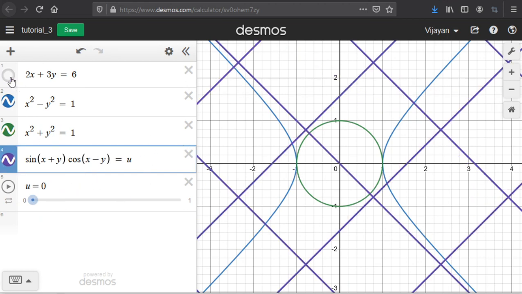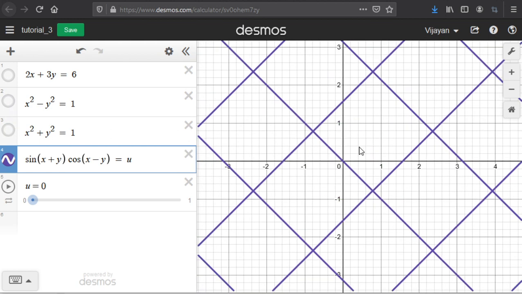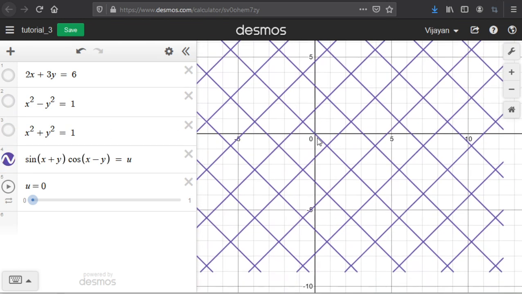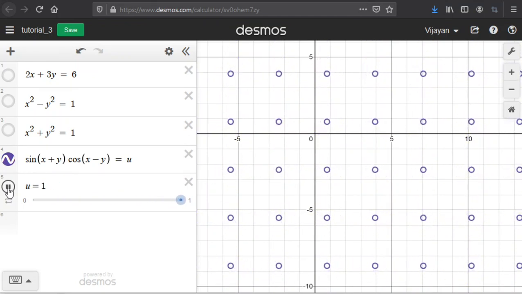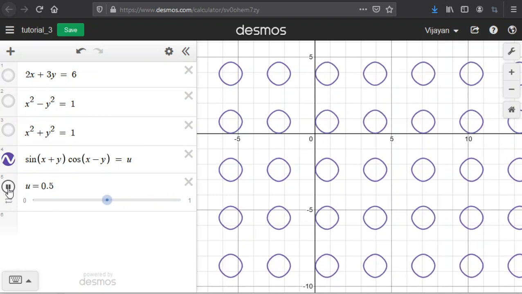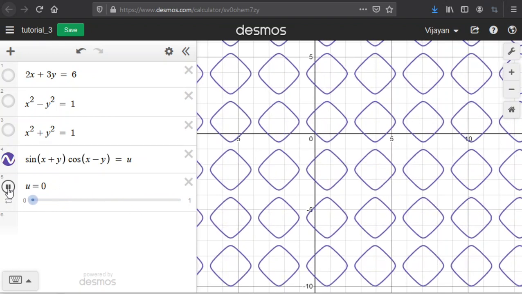Now what I will do, I will switch off this one to show the output. Now see, this is the output of sin(x+y)·cos(x−y) = u, where the value of u is right now 0. If I increase the slider, see, this is how it changes with the value of u when u is oscillating between 0 and 1.